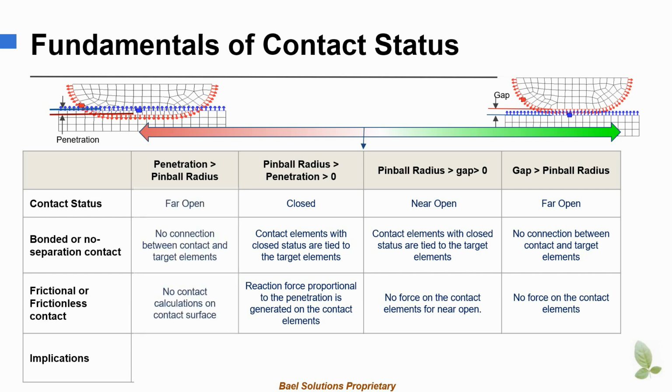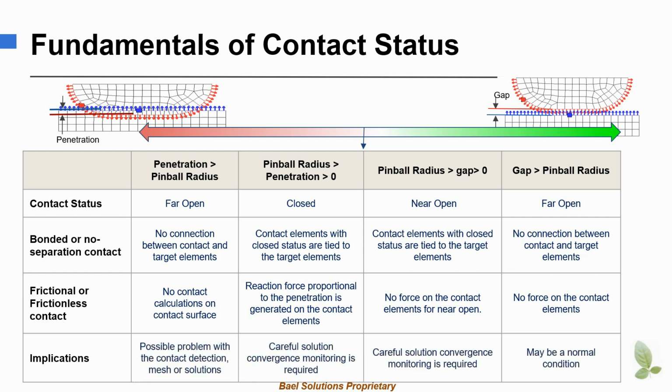If the distance between the contact and the target is negative and larger than the pinball radius in magnitude, the contact status will again be far open. No contact-related calculations will be carried out. No constraints will be created between contact and target surfaces.